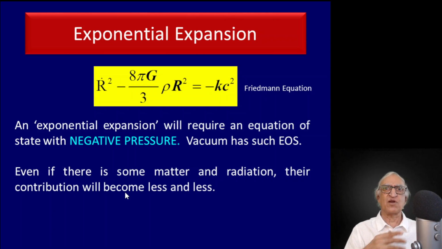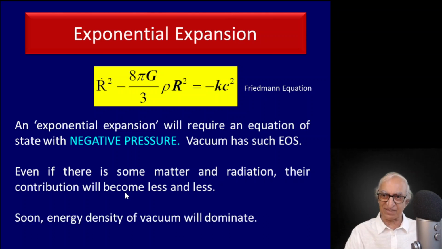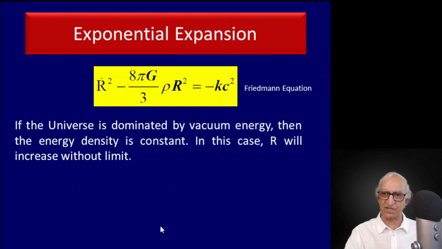Now, it may not be pure vacuum energy. There could be matter and radiation. But as the universe expands, since the energy density of matter and radiation decreases as 1 over R cubed and 1 over R to the power 4 respectively, whereas the energy density of vacuum does not decrease, pretty soon vacuum energy will dominate over matter and radiation energy density. So the energy density of vacuum will dominate.